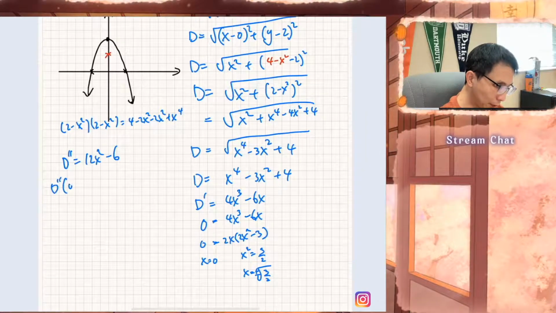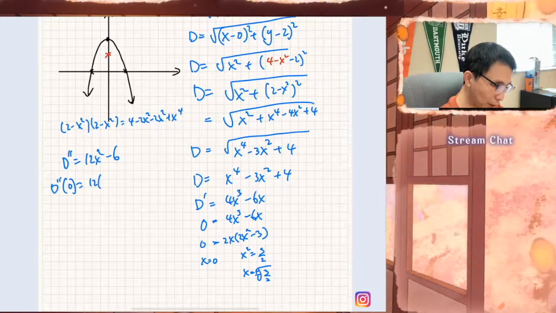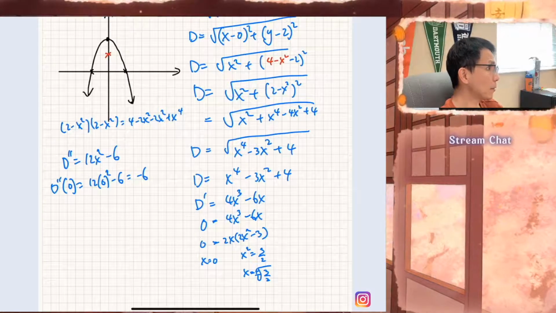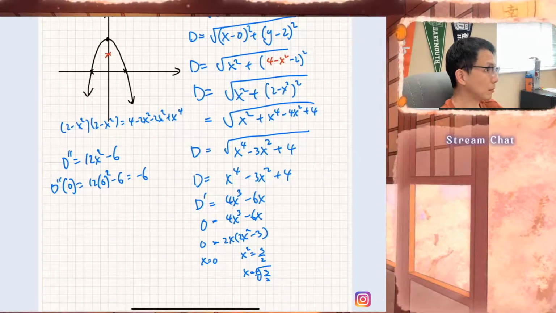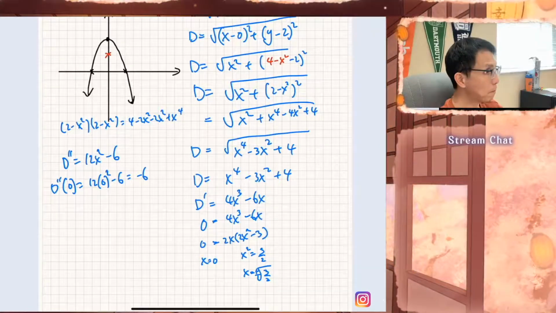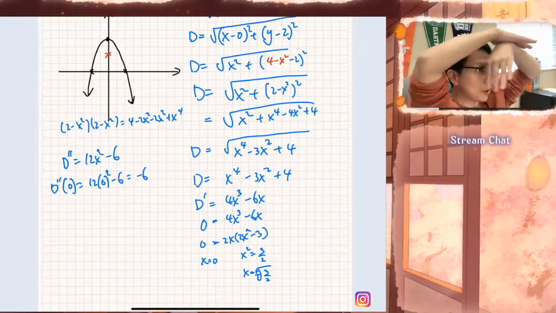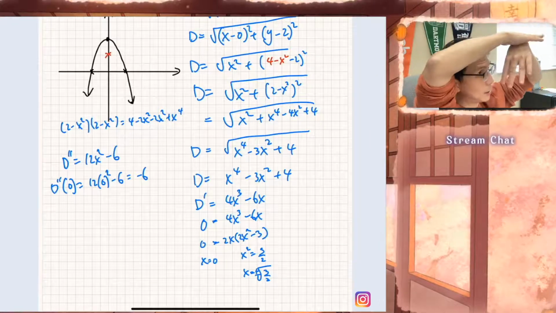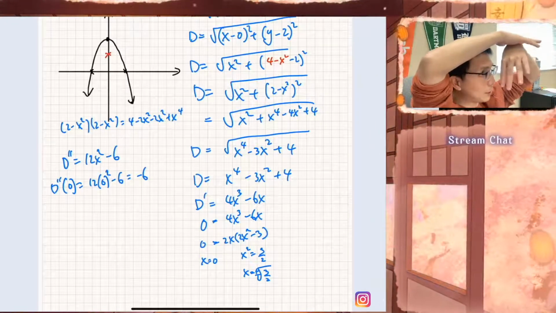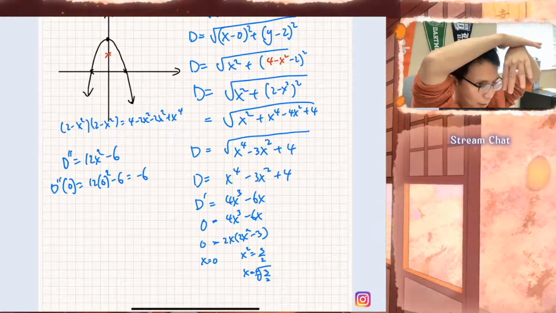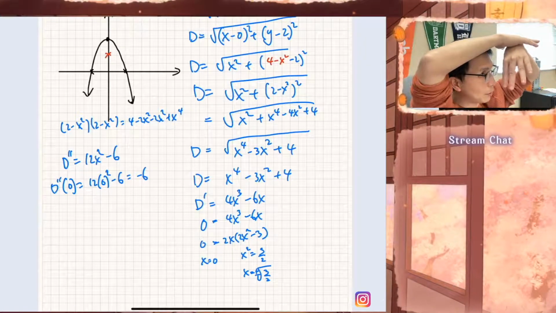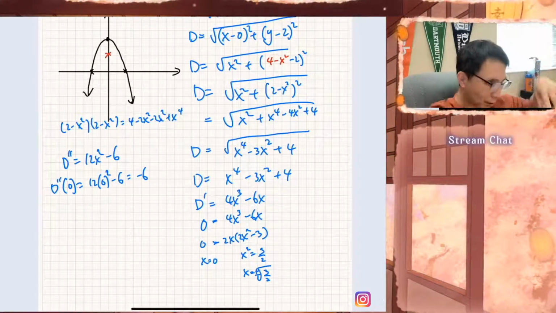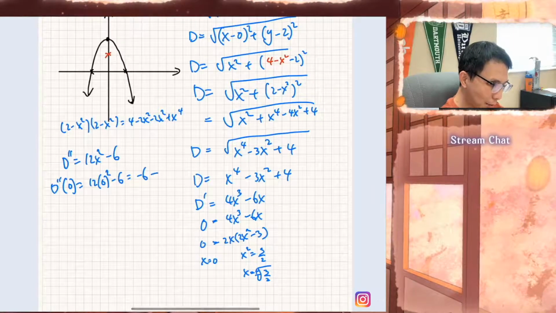If I plug in 0 to the double derivative, it's 12 times 0 squared minus 6, which is equal to negative 6. Is that a maximum or minimum? Is that a Karate Kid situation? Is it concave down? It's concave down because of the second derivative at this critical value. The critical values happen at 0, positive square root of 3 over 2, and negative square root of 3 over 2. If it's concave down in that situation, then it's automatically a maximum. So this is actually the maximized distance.